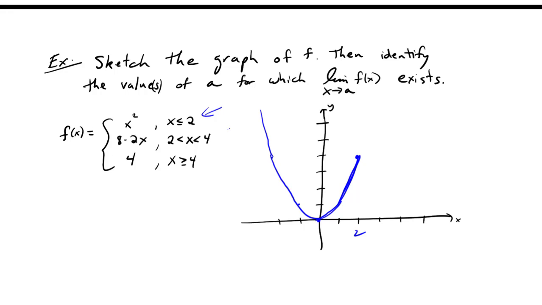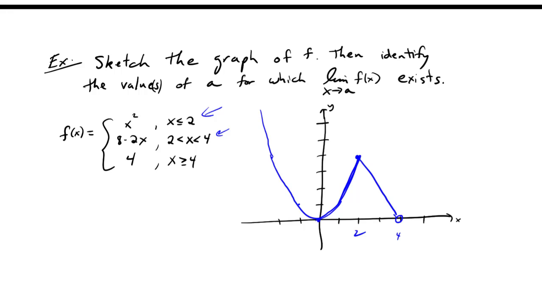Okay, and then from 2 to 4, but not including either of the endpoints, it's 8 minus 2x. So 8 minus 2x, when x is 2, would be 8 minus 4 or 4. So it'd actually be at this same point right here. And when x is 4, that would be 8 minus 8, that would be 0. So when x is 4, I'm actually not at 0, but I have an open circle there, and I just have the line connecting that.